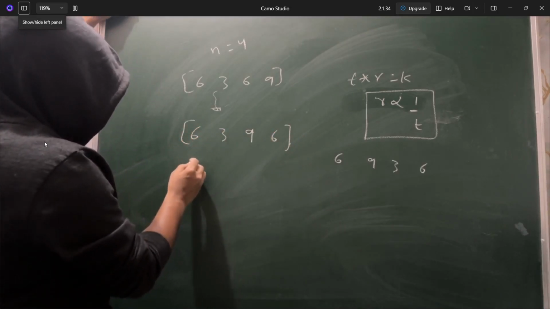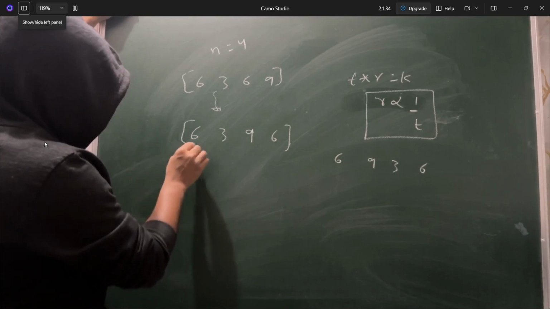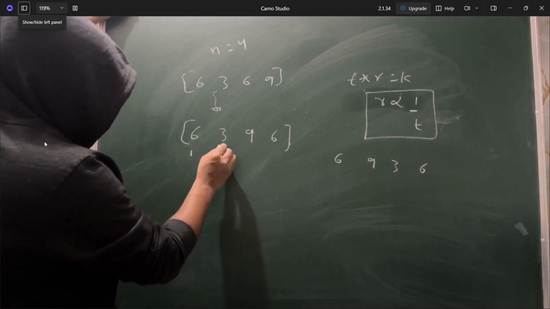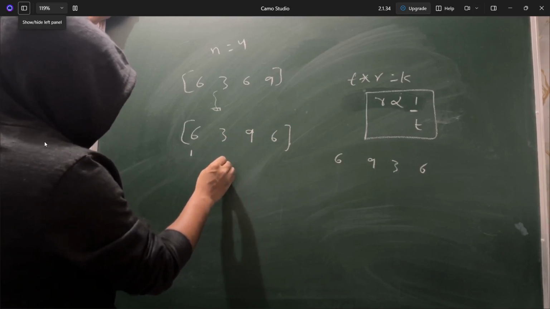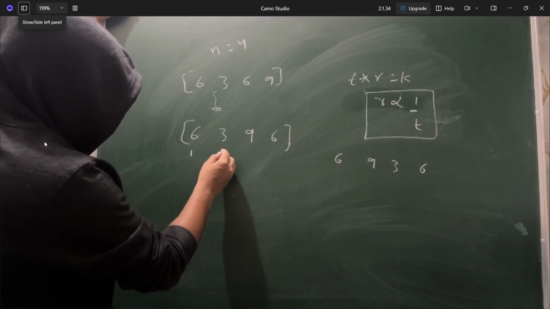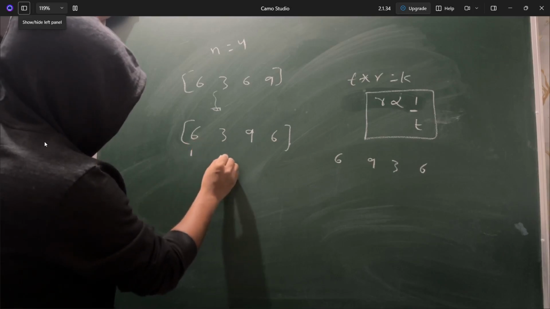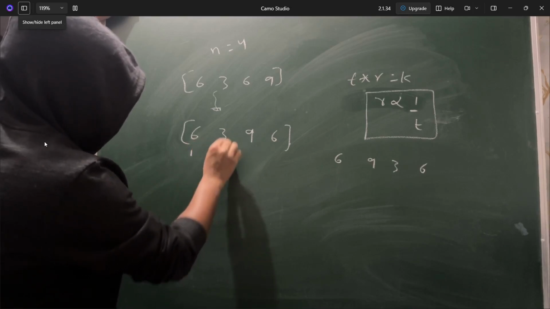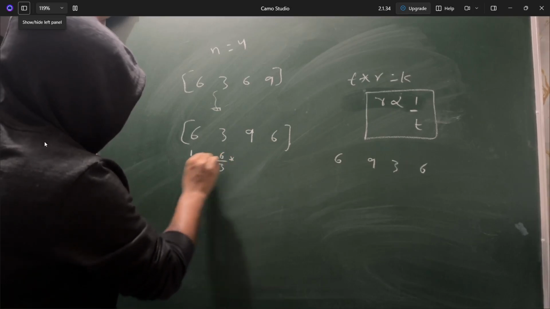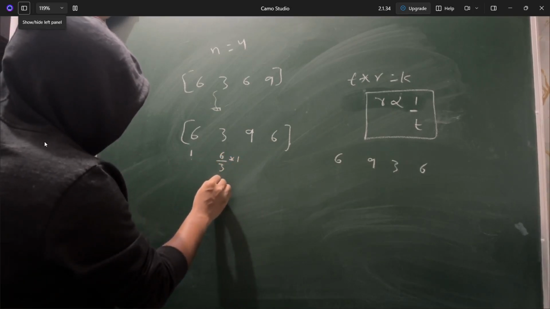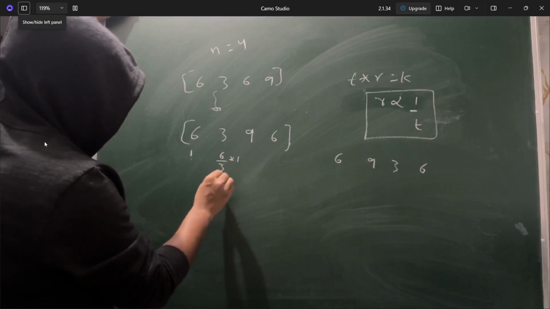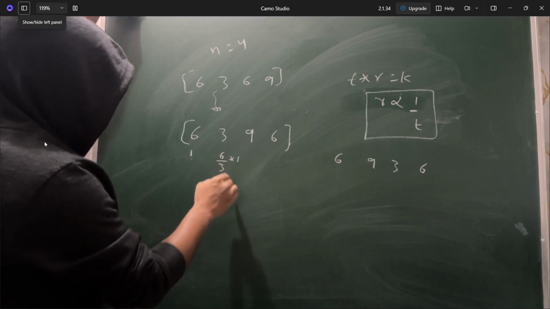the first one will be rotating at 1 revolution per second. Now if you want to calculate its speed, it will be given by previous teeth, how many teeth you have, present teeth, which is 3, into previous speed, which is 1. And if you calculate this, it will be 2, right?